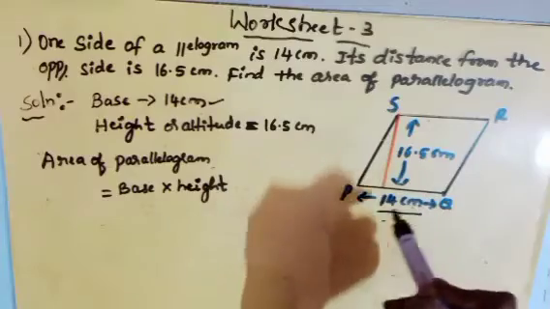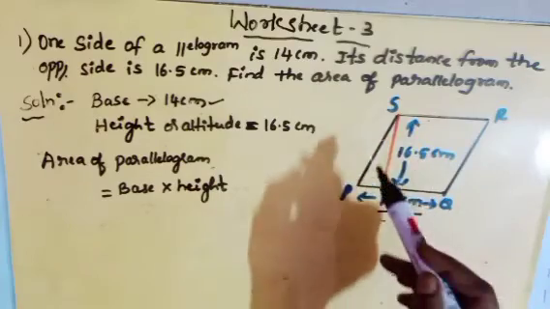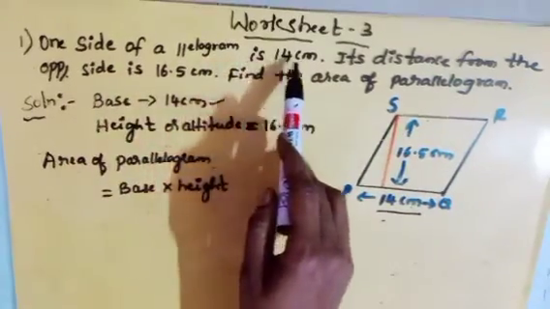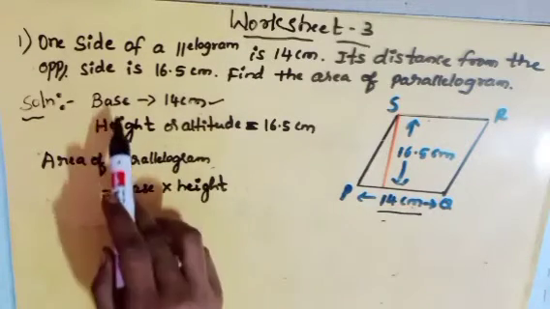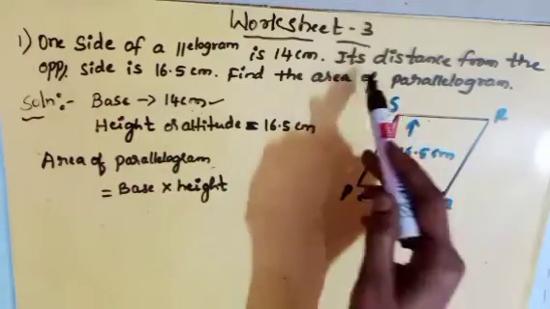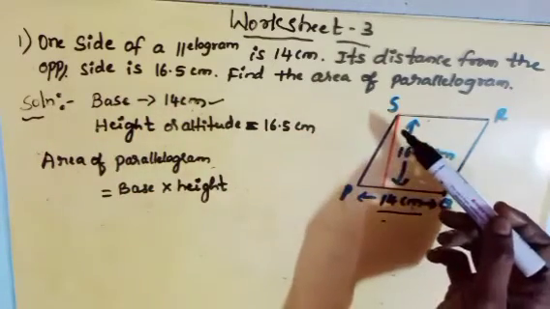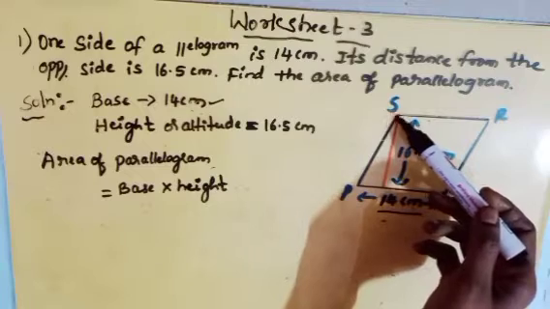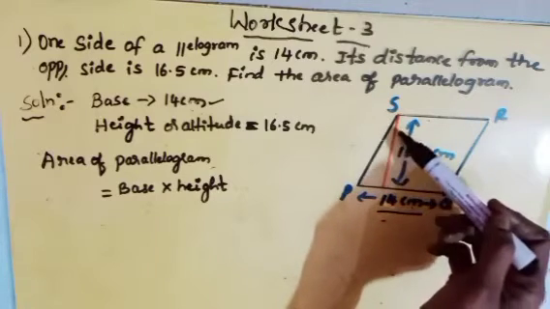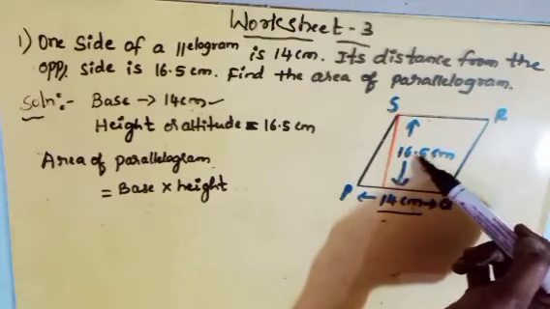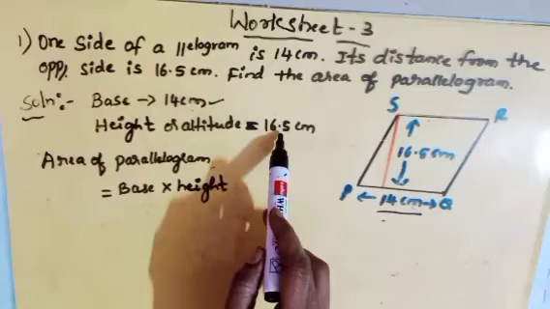Here, first let us understand the question. Here PQRS is a parallelogram. What is given: one side of a parallelogram is 14 cm. That means base PQ is 14 cm, so let us take the base as 14 cm. Next, its distance from the opposite side is 16.5 cm. That means the perpendicular drawn from the opposite vertex to the base is 16.5 cm. That means the height or altitude is 16.5 cm. That's why we have taken height or altitude equal to 16.5 cm.